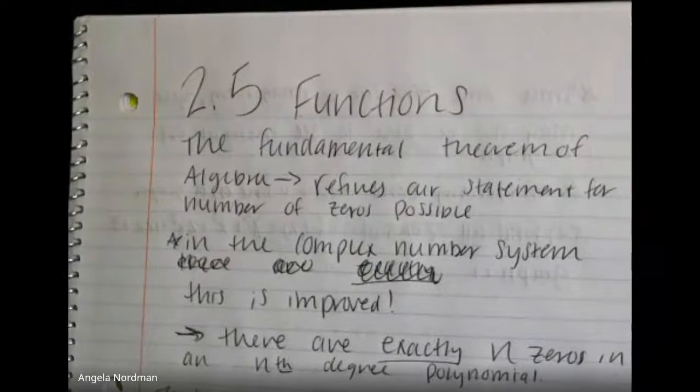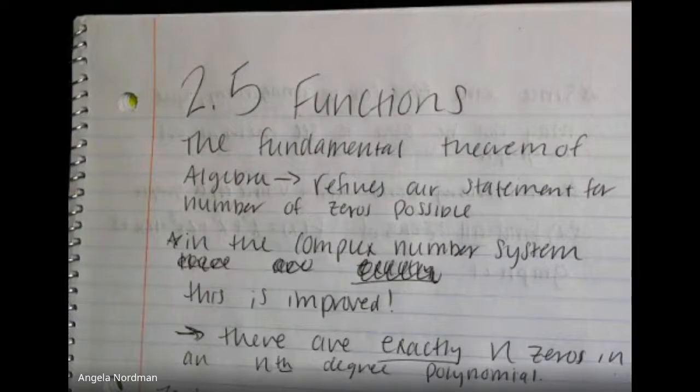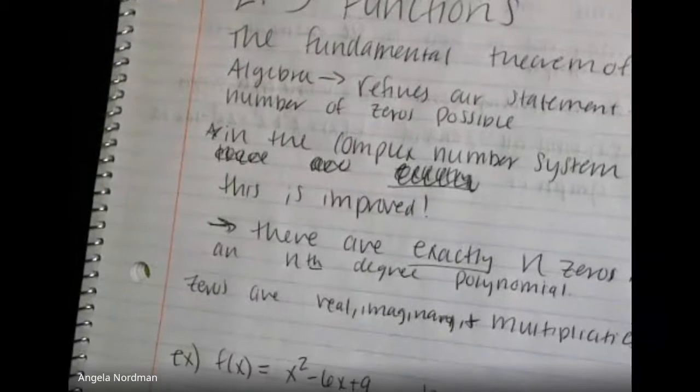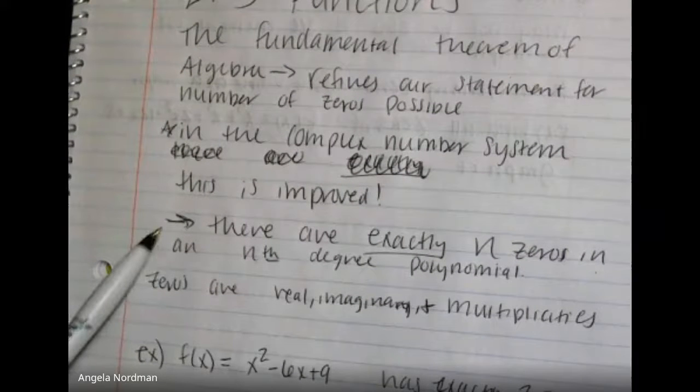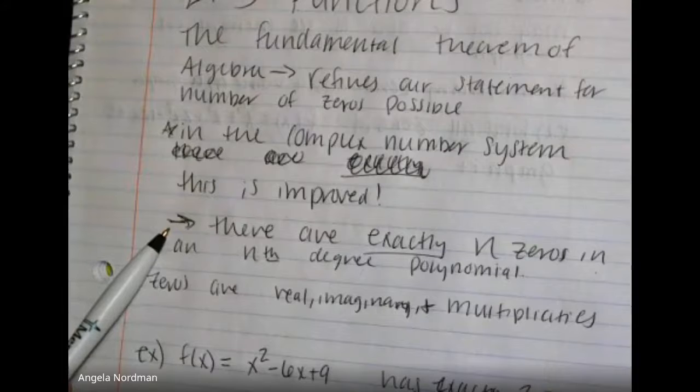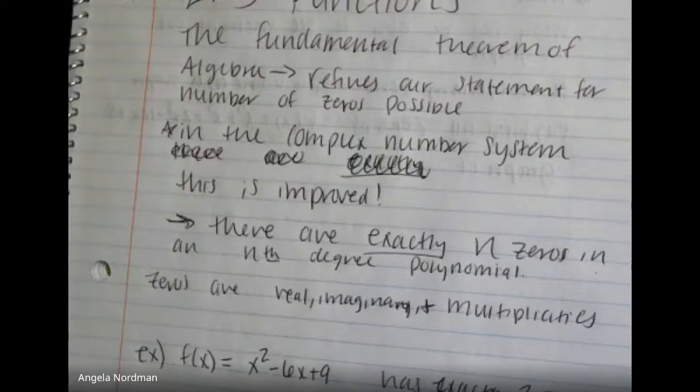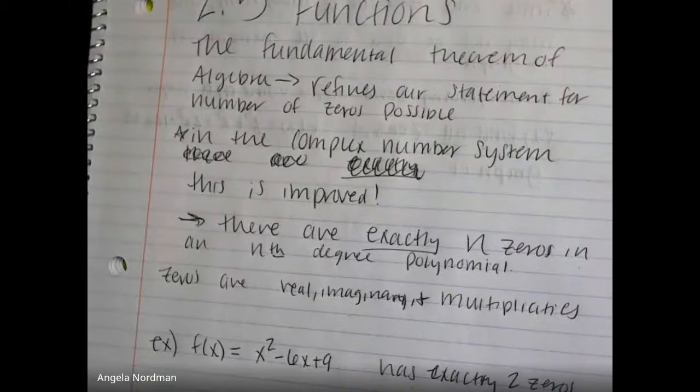So in the complex number system, and now that we've introduced what a complex number is, we actually can now state the following, and that is that there are exactly n zeros in an nth degree polynomial. So again, let's say that the highest exponent is 5. You will have exactly 5 zeros to that polynomial.